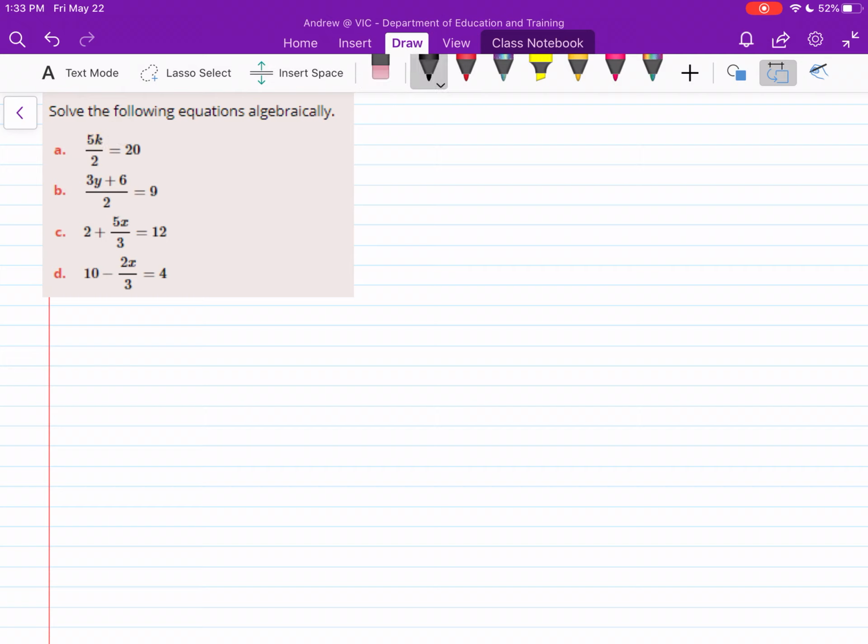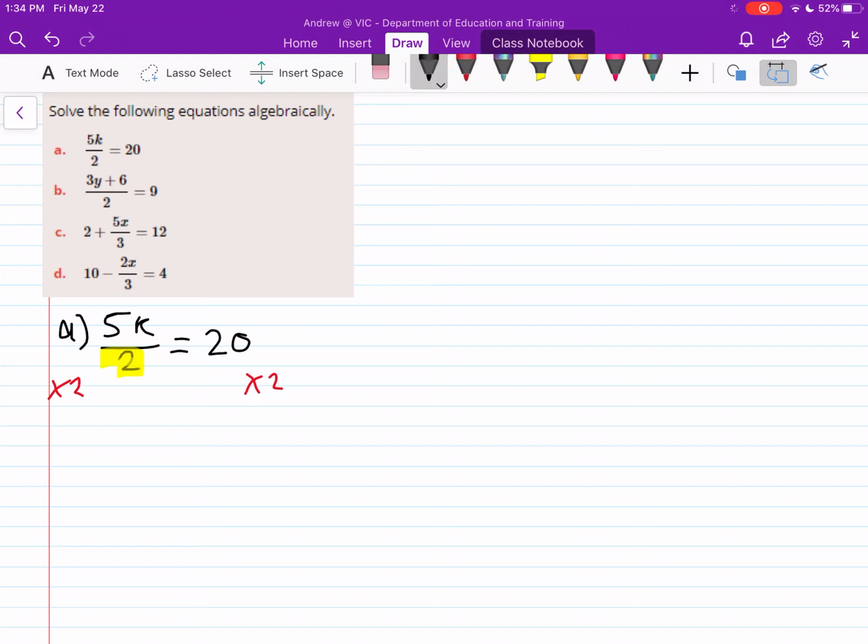Just remember, you need to do the inverse operations to isolate or get our letter by itself, okay? And we'll go through how to do a few different ones. So 5k over 2 is equal to 20. Just remember, we need to look at essentially what's furthest away from our unknown. What's the easiest thing to get rid of? Hopefully you realize this is this 2 here, because all of this is being divided by 2. So what's the opposite of divide by 2? That's times by 2.